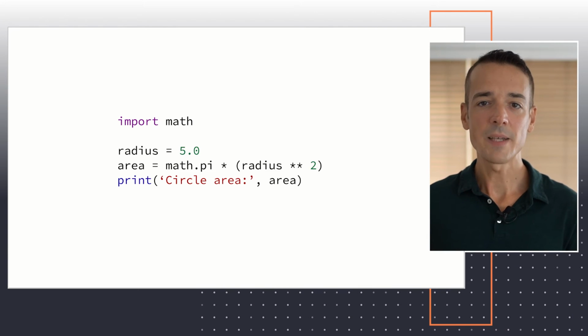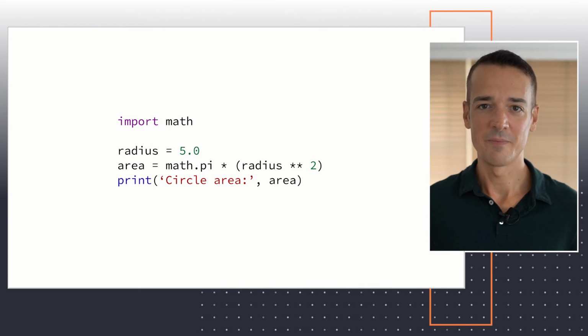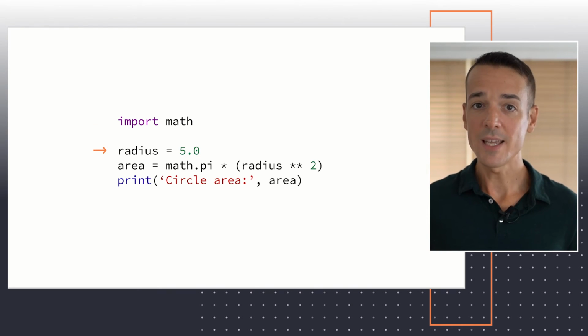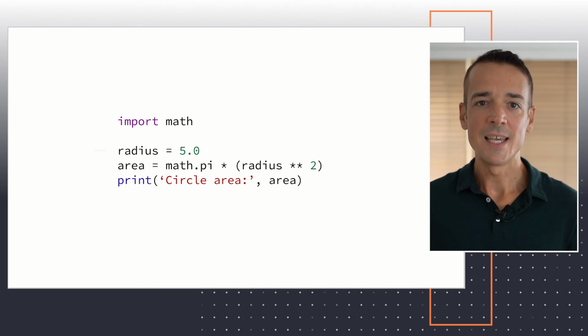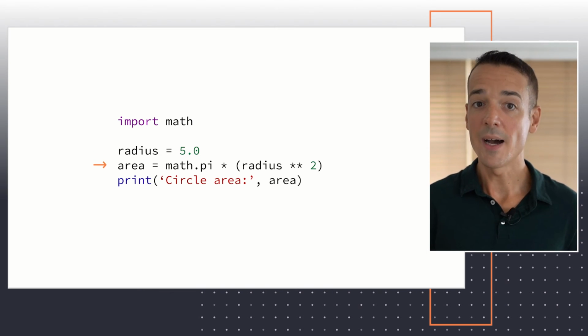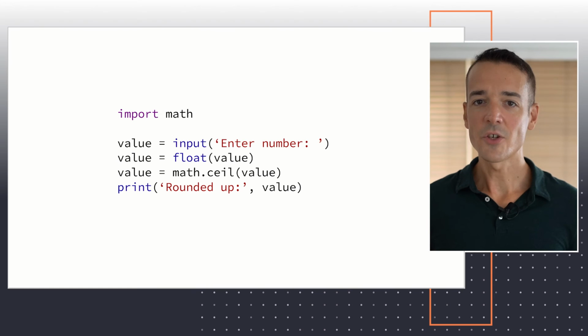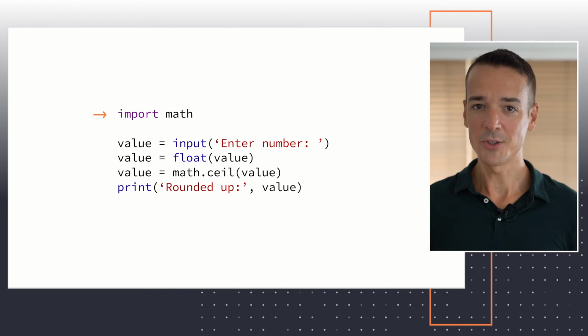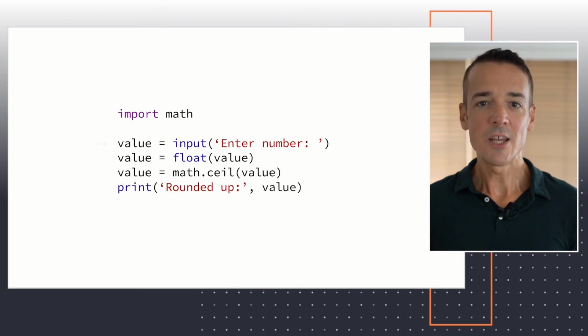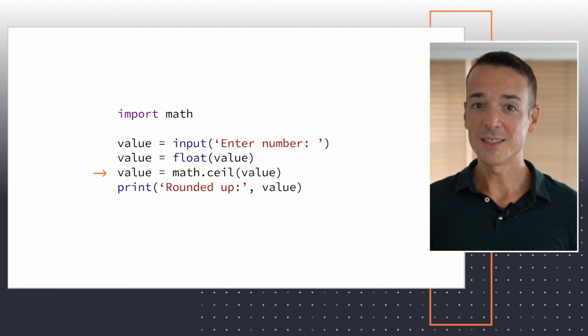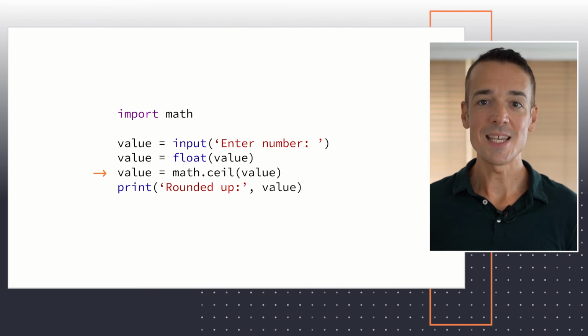This simple Python program calculates the area of a circle with radius 5. The program first imports the math module, then it initializes variable radius to a floating point value of 5, calculates the area of the circle as pi times the squared radius, and prints the result. This other simple program asks the user to enter a floating point number and rounds it up to the nearest integer. Again, the program first imports the math module, then reads the user's input, converts it into a float, rounds it up with a ceiling operation available in function ceil in the math module, and prints the result.